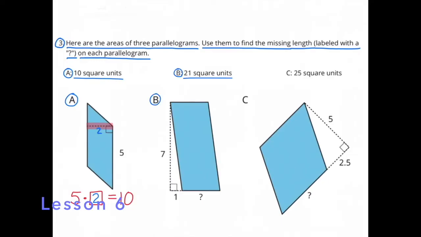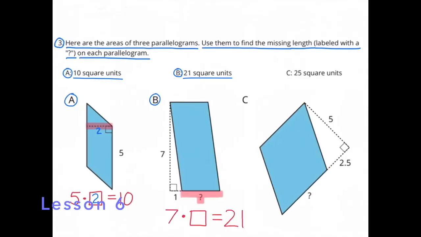The area for figure B is 21 square units. The height is 7 and the base is missing. 21 divided by 7 is 3, or 7 times 3 is 21. The measurement for the missing base is 3 units.